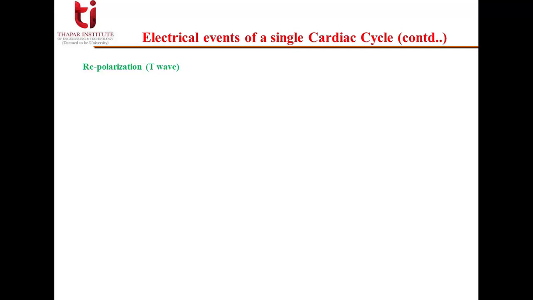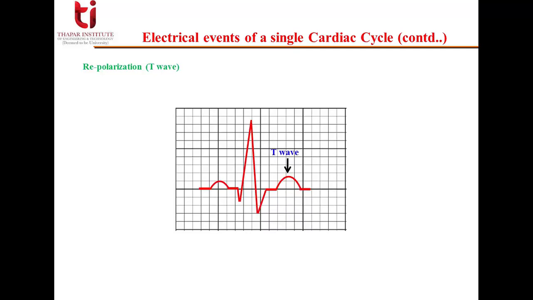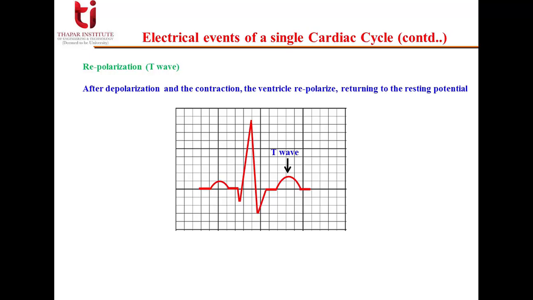Last is the representation of the T wave, that is repolarization. After depolarization and contraction, the ventricles repolarize, returning to the resting potential. Now this was the step-by-step representation of the electrical events for a single cardiac cycle.